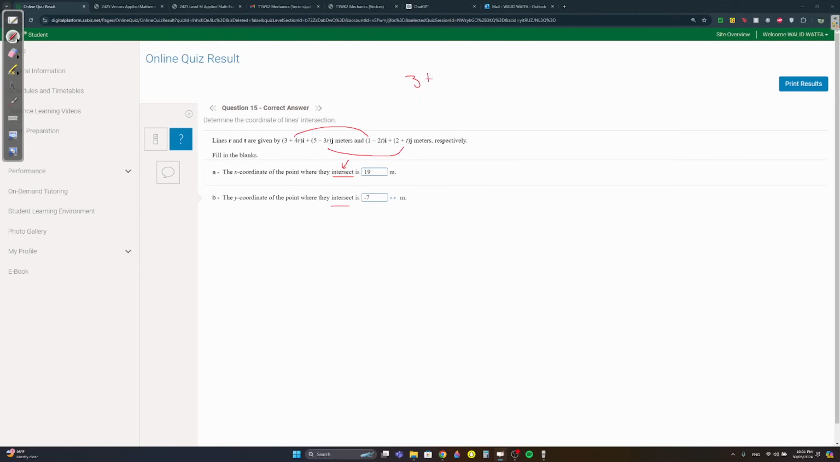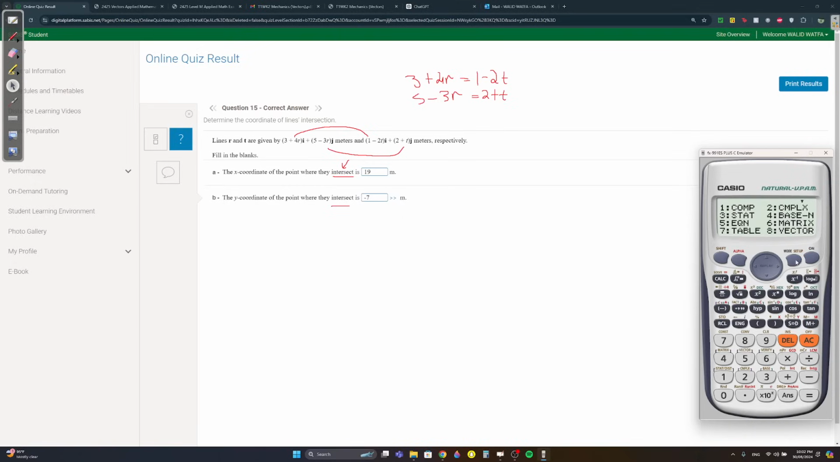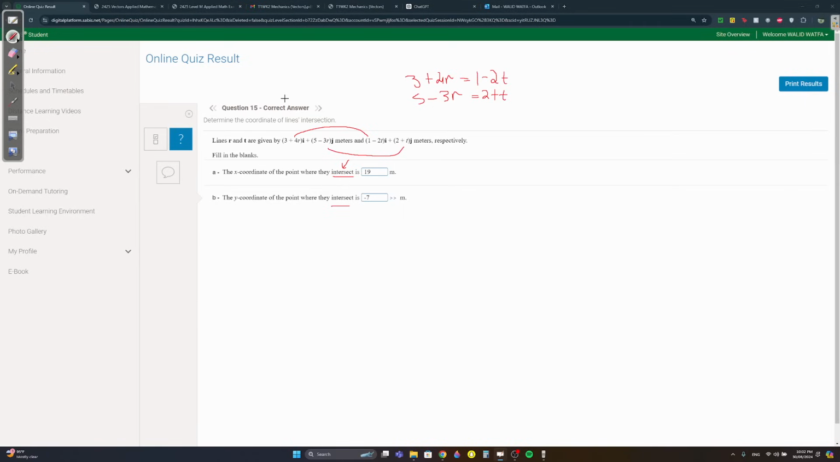So you're going to put 3 plus 4r equals 1 minus 2t. You're going to put 5 minus 3r equals 2 plus t. You can do this on the calculator or you can do this on paper. Not all calculators have the equation mode, so I'm going to explain the way you can do it on paper. Then you can skip if you want to the calculator way. If you don't have this equation mode after you press mode, then continue watching, so I show you how to do it on paper. To do it on paper, you have to simplify.